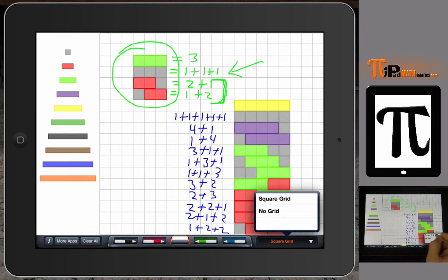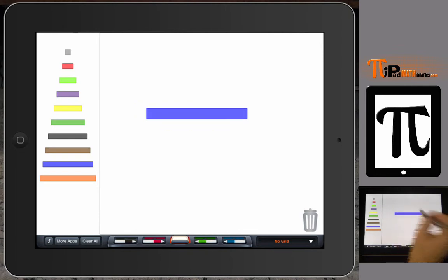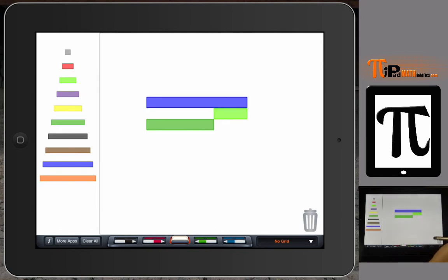I'm going to jump over to the no grid real quick, and we can do the same thing with subtraction. We can take our blue rod, which is length 9, and we want to say 9 minus 3. If I put a 3 on top of it, then I'm trying to find out what is inside that leftover piece. What is left over after I take the blue rod minus the light green rod? That's going to give me the dark green. The blue rod is equal to 9, the light green rod is equal to 3, and so what's left over is my 6. So 9 minus 3 equals 6.